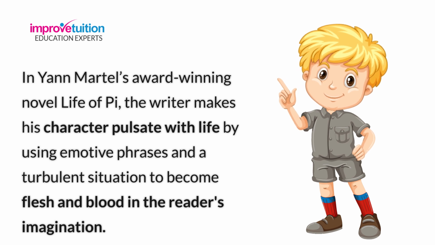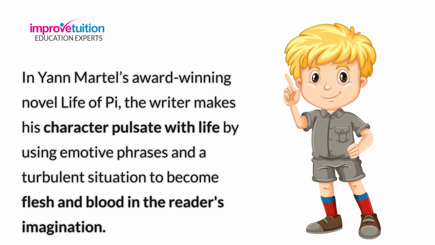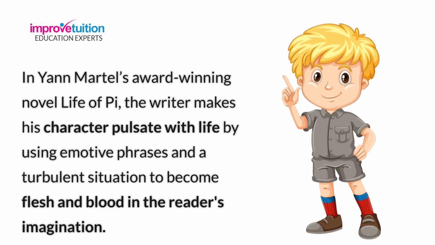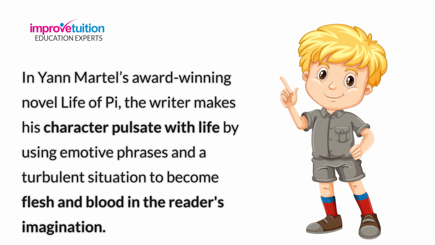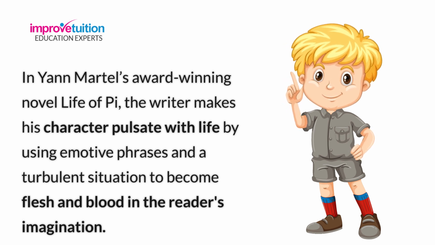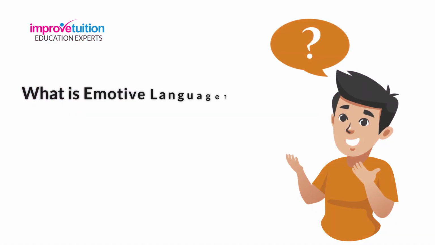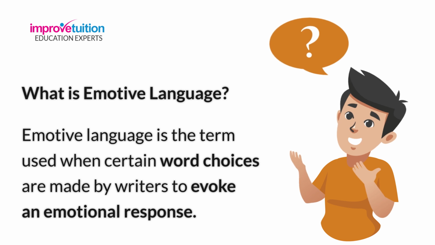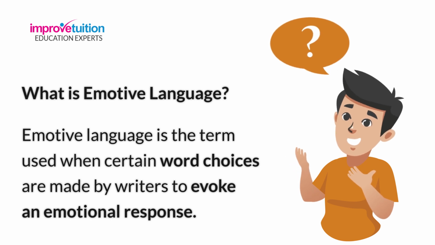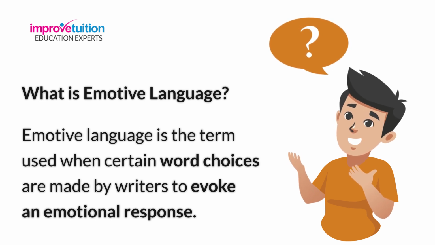So words like shock and great emptiness really do make the character pulsate with life, and it really evokes the imagination of the reader, making it as though it's all real, it's all flesh and blood. What is emotive language? Emotive language is the term used when certain word choices are made by writers to evoke an emotional response. So these word choices evoke an emotional response.